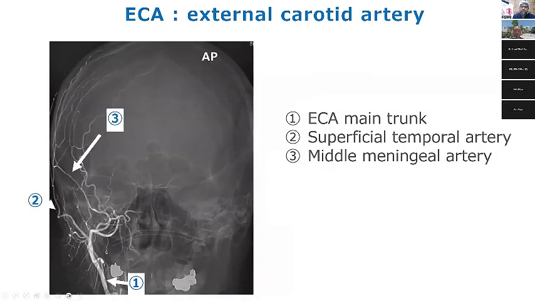This slide shows the anterior posterior view of the external carotid artery. Number one is the ECA main trunk. Number two goes superficially, this is the superficial temporal artery. Number three runs within the skull at the edge of the temporal bone, which is the middle meningeal artery.